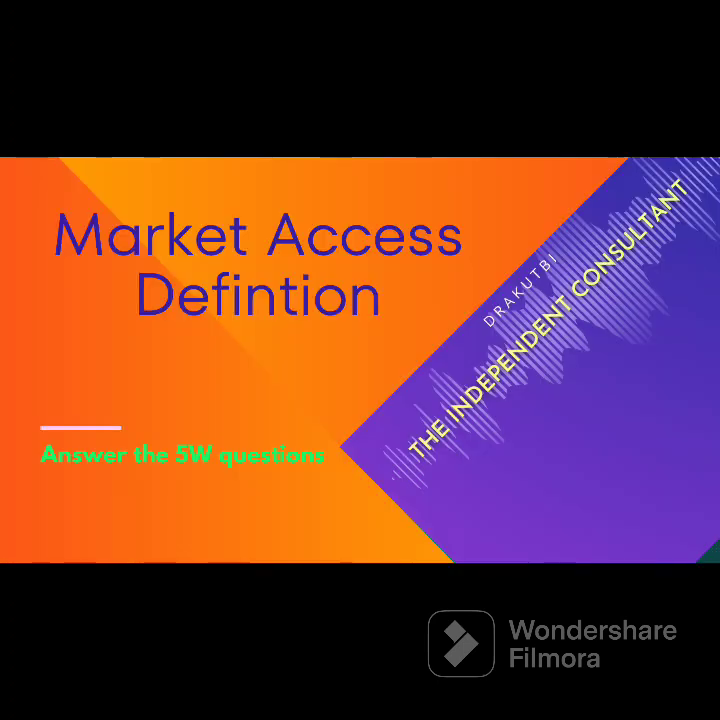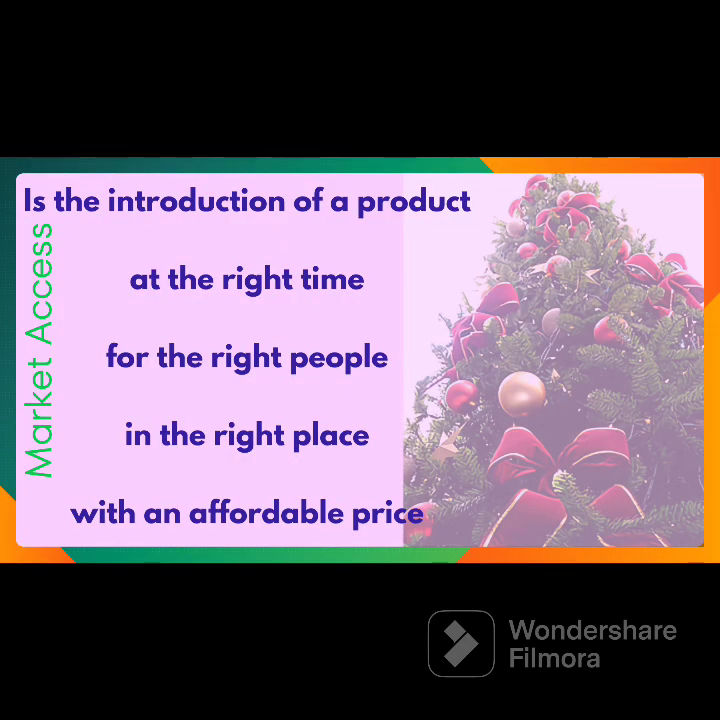The definition of market access answers 5 questions. 4 of them start with a W: what, where, when, who, and how much. So market access is the introduction of a product, that is what, at the right time, that is when, at the right place, that is where, and for the price that is affordable, and that is how much, for the right people, and that is who.